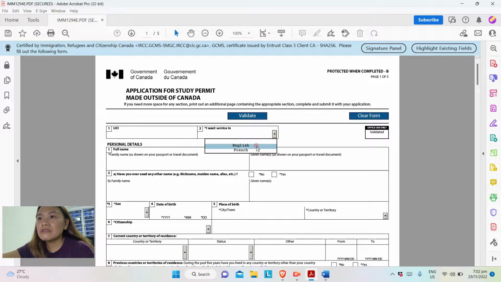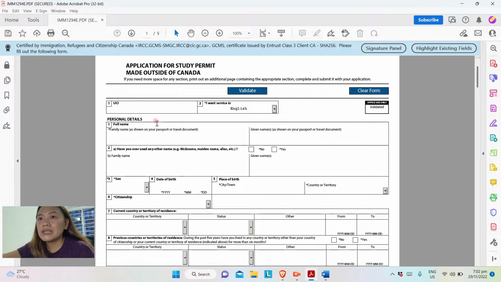Number 2, I want service in. This is just a language, English. Then full name and given name. People have been asking, should I write my middle name? In all of my applications, I never wrote my middle name. I just wrote Melanie. It doesn't really matter.